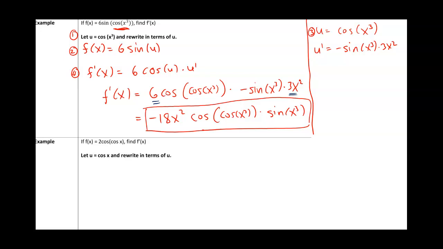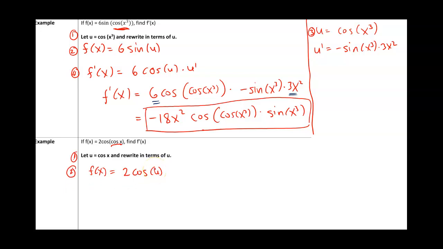Okay, last one we have, 2 cosine of cos x, and you want to find f prime of x. So we have kind of the same thing, right? We have a function in the parentheses. So we're going to let u equal whatever the parentheses is. In this case, u is going to equal cosine of x. So we're going to rewrite f of x in terms of u. So we have 2 cosine of u.